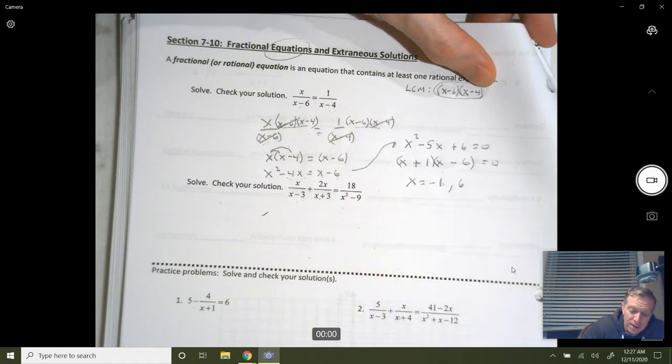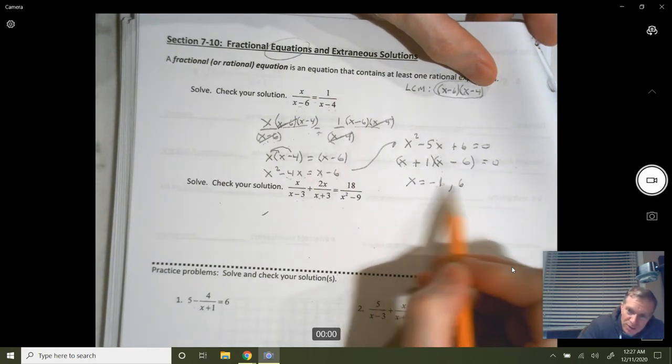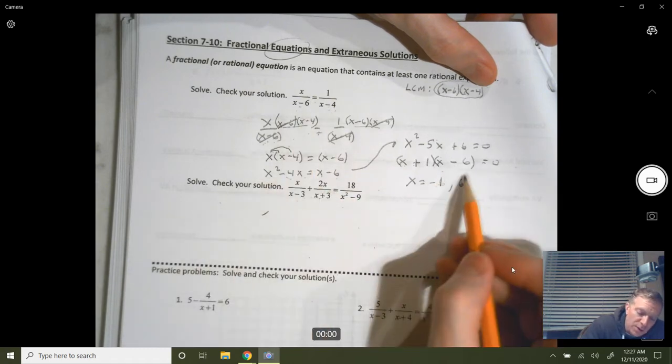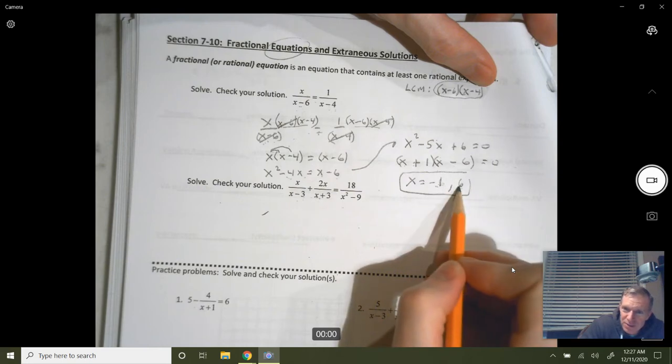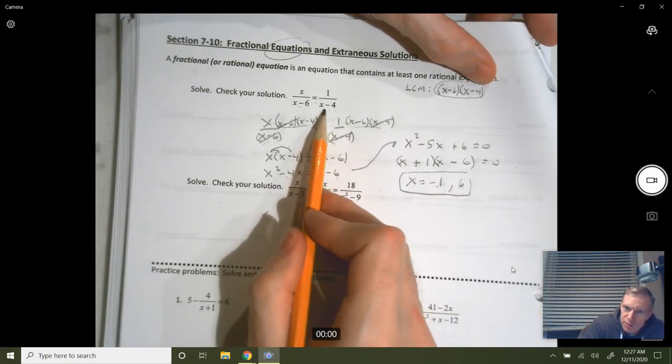Now, we have to check for extraneous solutions. And this is usually a pretty quick step. We don't have to plug them back into the original to make sure they work. What we have to do is make sure that none of these will make any of our denominators 0. Because let's say positive 4 was one of our solutions. Well, we'd plug in 4, we get something undefined. That would be extraneous.